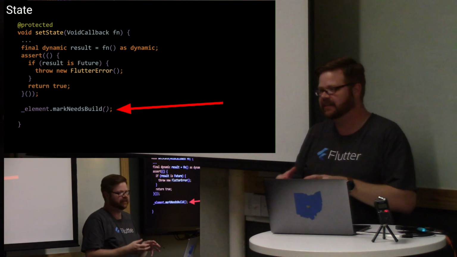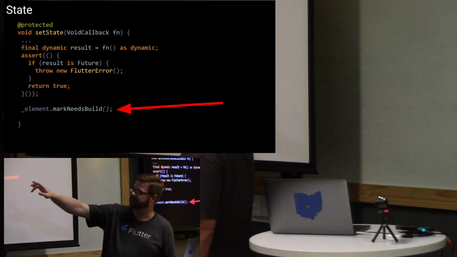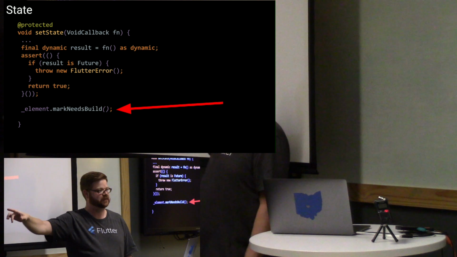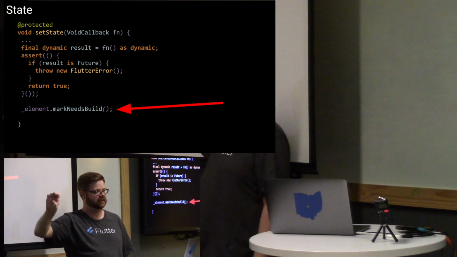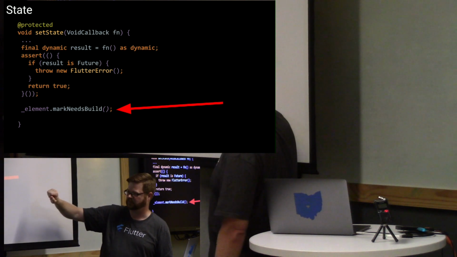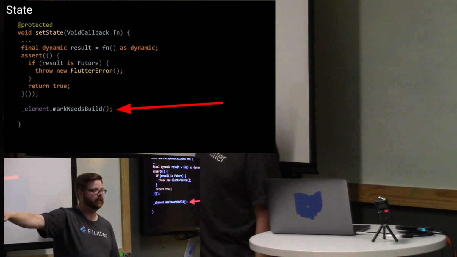But set state basically just does two things. It takes your function and it runs it. If it gets a future as the result, it says, hey, you screwed up. You're not supposed to give me a future. You're supposed to be read synchronously. That's one of the things state is supposed to be able to do. And then it marks its element as being in need of rebuilding.